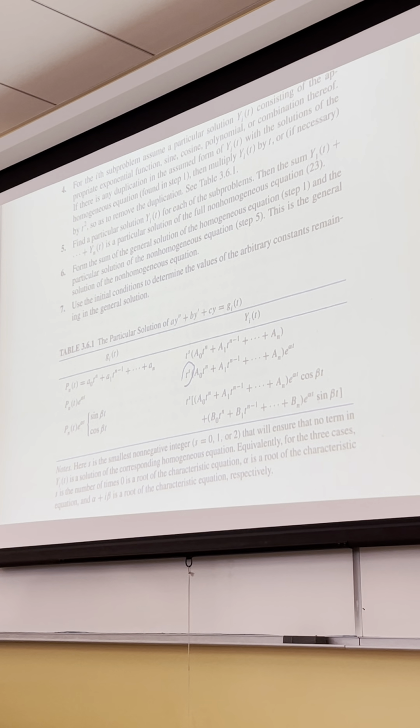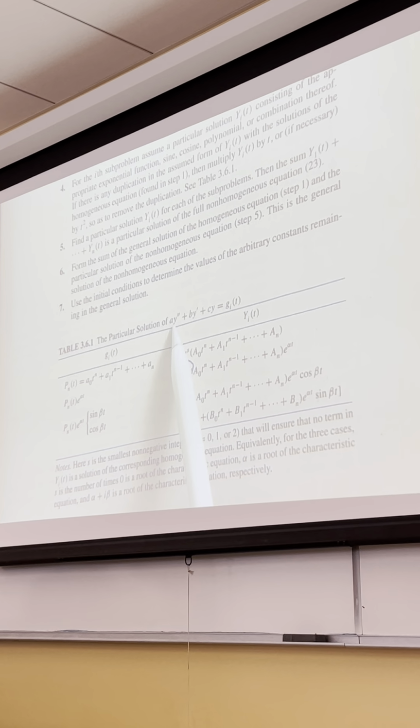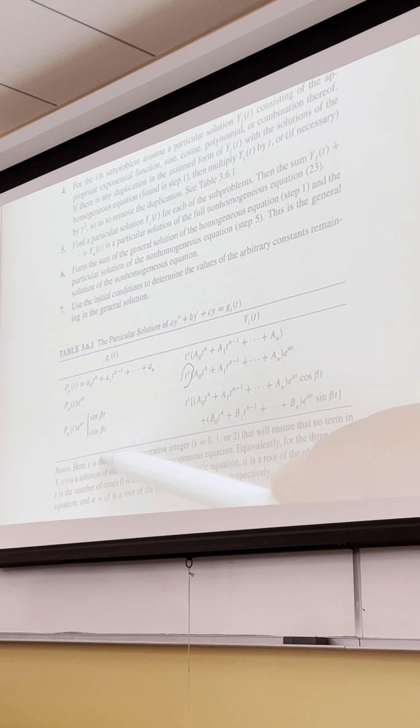So let's look at this for a second. First of all, we're solving for a particular solution of a second order linear equation. So we're just looking at g of t. What this table is telling you is that for different g of t, these are our guesses.